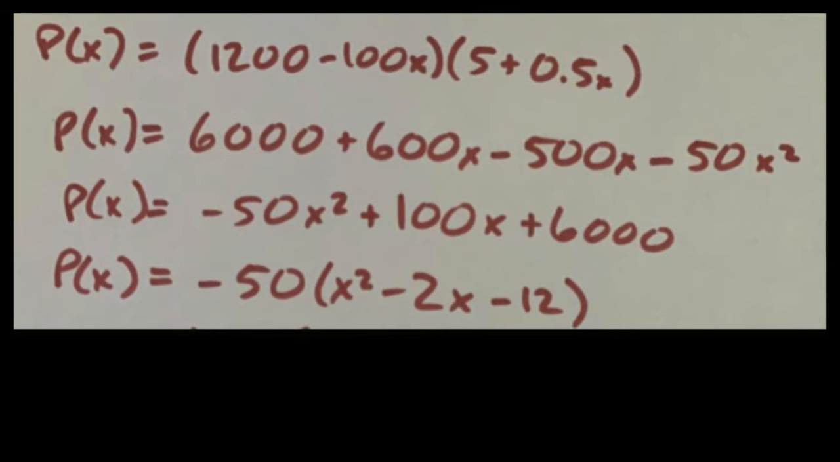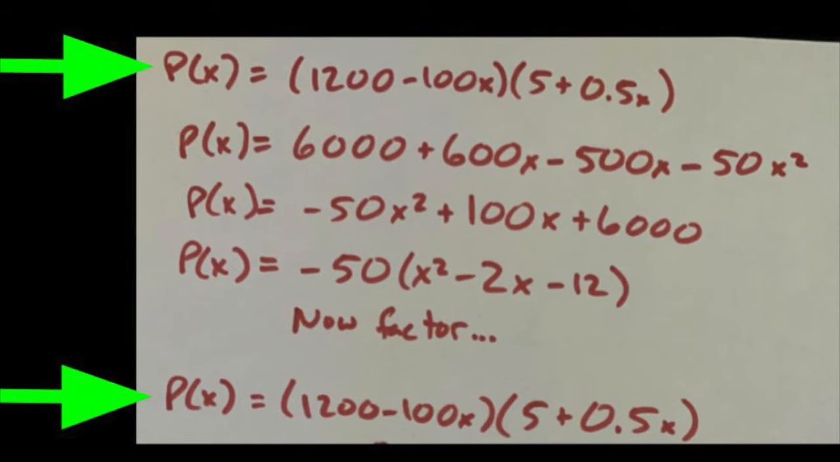Then I factored out a negative 50, and then I decided to factor that further so I could find the zeros. When I did that, look at what I got. It's exactly what I started with, so I did all that for nothing. You know, guys, sometimes when you're solving these equations, or when you're doing math in general, you're going to go down one solution pathway and realize that it didn't get you anywhere.